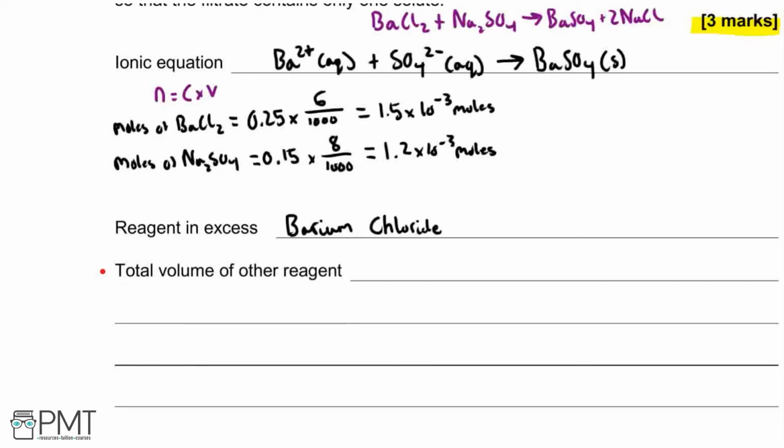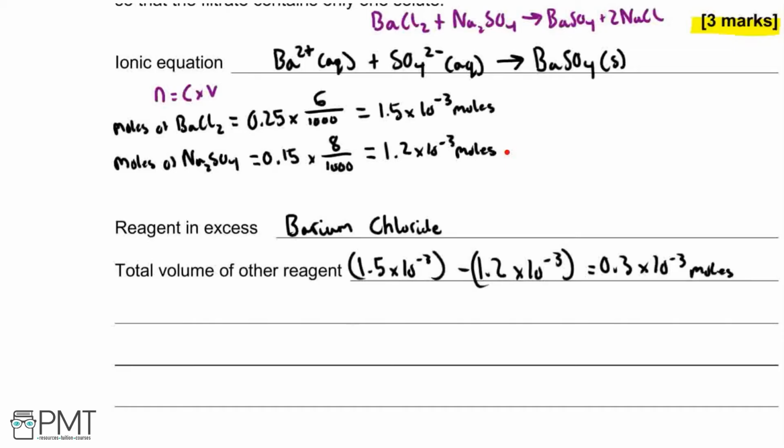And the way we are going to do that is start by looking at the difference in moles. So there were 1.5 times 10 to the minus 3 moles of barium chloride, but only 1.2 times 10 to the minus 3 moles of sodium sulfate. So we are going to need to find the difference in moles, which is going to be by doing 1.5 times 10 to the minus 3 minus 1.2 times 10 to the minus 3. This is going to get us 0.3 times 10 to the minus 3 moles.